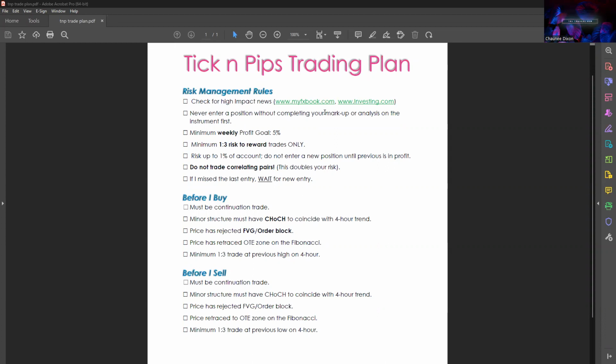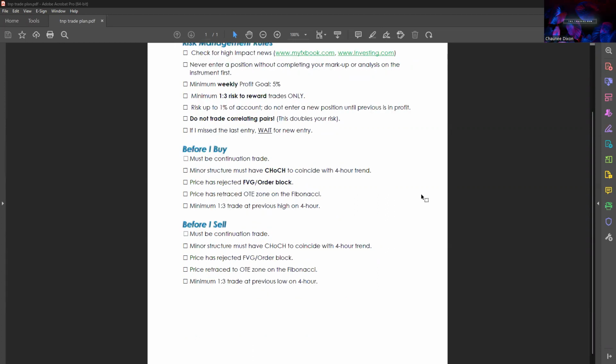Now for my rules before entry, pretty simple. They stick with what we typically teach here. It must be a continuation trade. Now, I do take counter trend trades as I've become more experienced, but I prefer continuation trades because they make you the most money. It must have a change of character to coincide within the 4-hour trend. That's basically what Jigga goes over. So your macro time frame would be the 4-hour. Then you go down to your micro time frame, which would be the opposite trend at the moment until you get a change of character, which would give you the continuation trade.